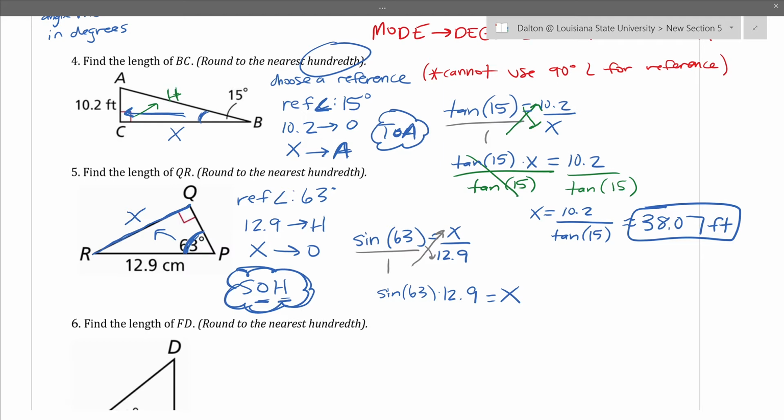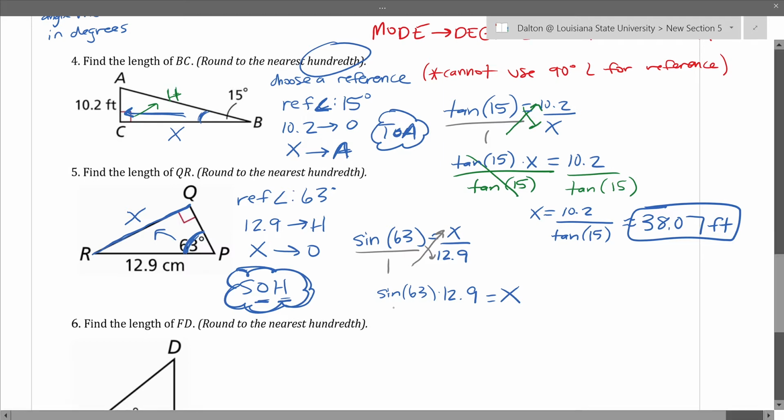So all you need to do is type this into your calculator. The sine of 63, make sure you close parentheses, and then put times 12.9. If you do that, you're going to get that x to the nearest hundredth is approximately 11.49 centimeters. Or they ask you technically for QR, which you called x earlier. So if you want to be technical, you could put QR as approximately 11.49 centimeters.